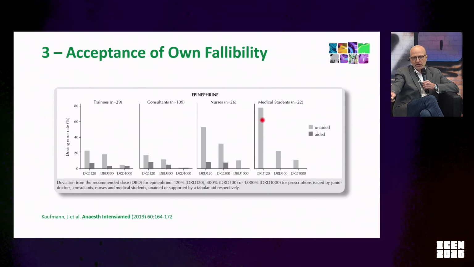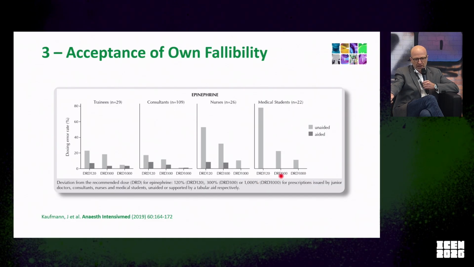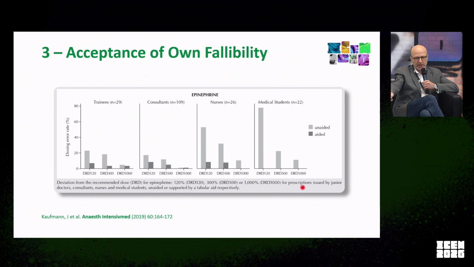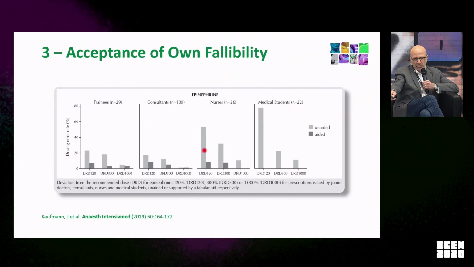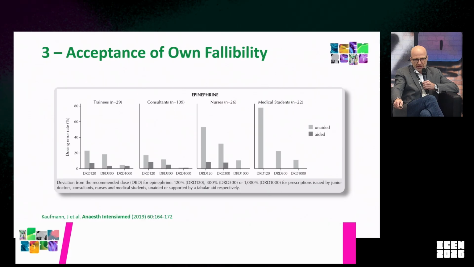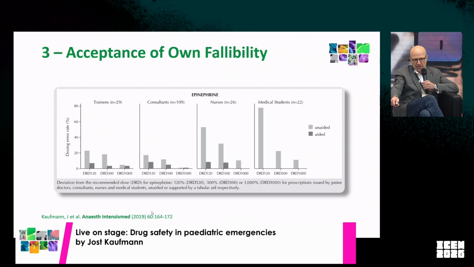You see the medical students do most errors. 20% deviation is not a problem, but an academical grade, and 300% is a severe drug dosing error, and 1000% is the tenfold error, which excludes survival. The medical students do most errors. The nurses do less without aid, as well as the trainees, and the consultants even better. When they had been offered the table, the medical students did not do any error at all. You don't see any dark bar, no error at all.